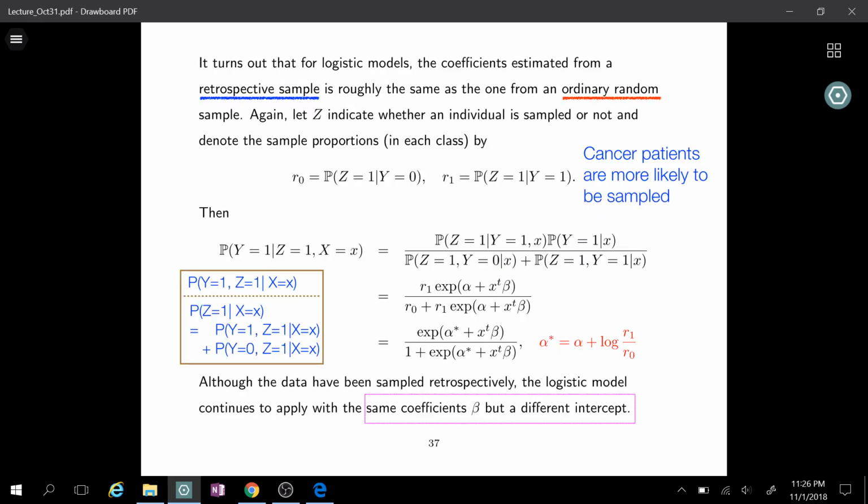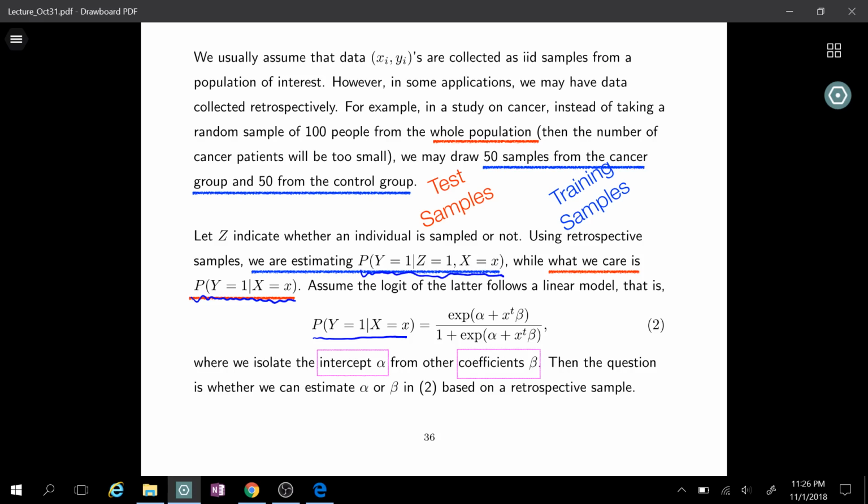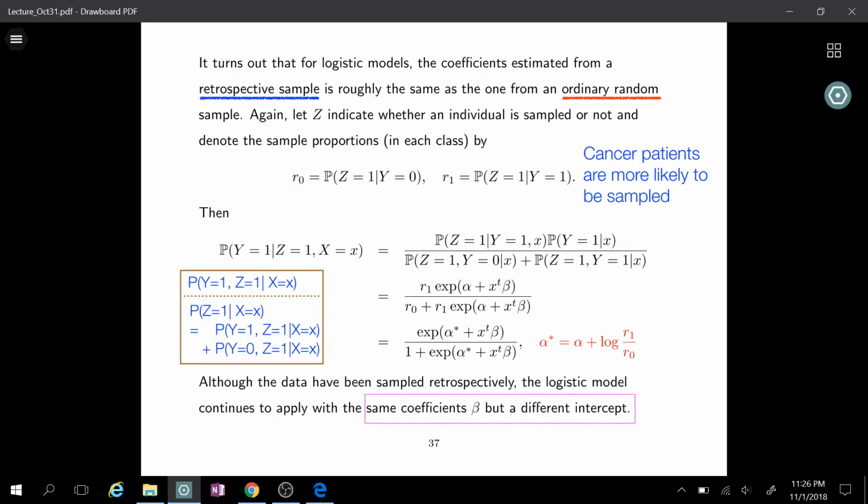It turns out for logistic regression, we can actually learn beta from the retrospective sample, and the only difference is alpha. We're going to have a different intercept, but that can be easily fixed, meaning based on the intercept we learned from the retrospective sample, if we do some small adjustment, it would be equal to the real alpha from equation 2. So let's prove that statement.